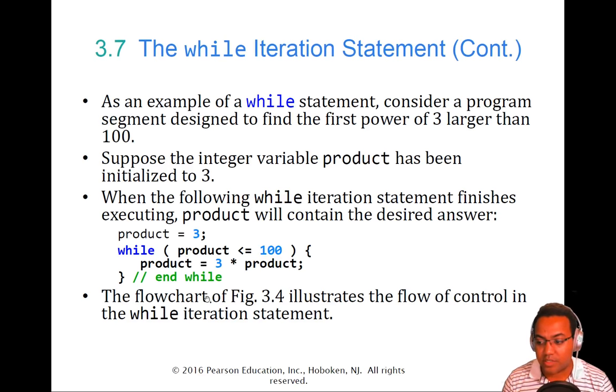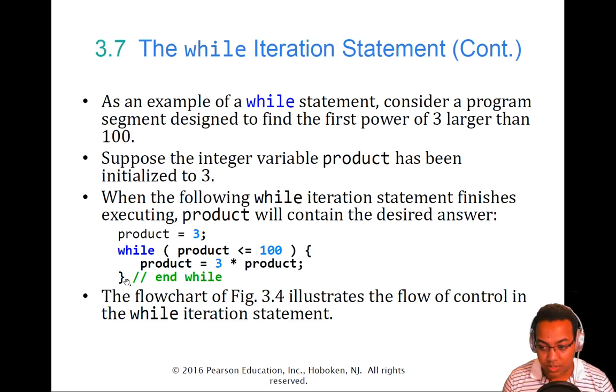So, in this case, product equals 3. So the variable product equals 3. While product is less than or equal to 100, run the code that's in the while loop. What's in the while loop? Well, it's between these two curly braces here, which is product equals 3 times product. So if 3 is the number, 3 times 3 is 9.